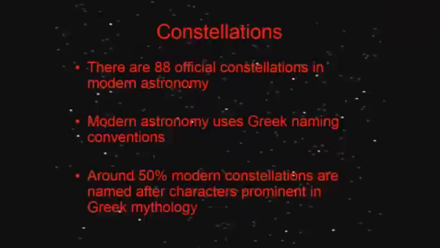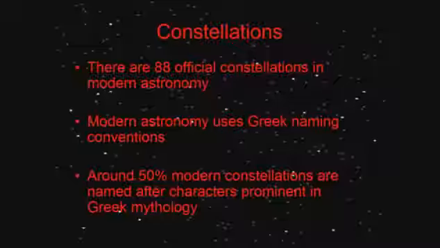So, in terms of constellations, we now have 88 official constellations in modern astronomy. That includes the northern and southern hemisphere. So you can't just walk out and see 88 constellations in a night. Modern astronomy uses your Greek naming conventions, and about 50% of the modern constellations are named after characters from Greek mythology. Basically, when people traveled to the southern hemisphere, they took their knowledge with them, and it was really travelers from the northern hemisphere that started to write a lot of things down and rename these constellations.